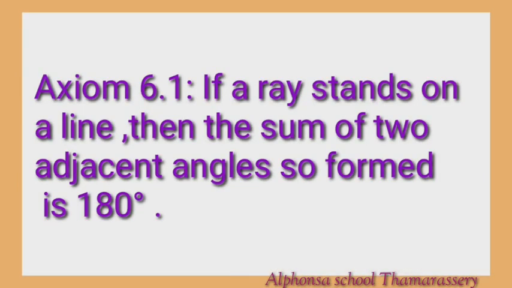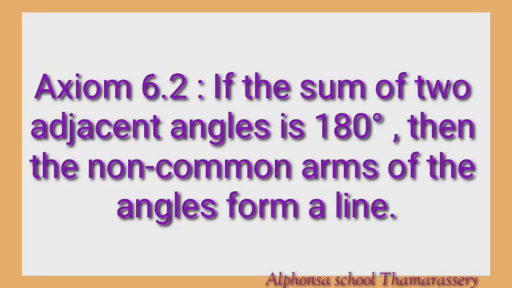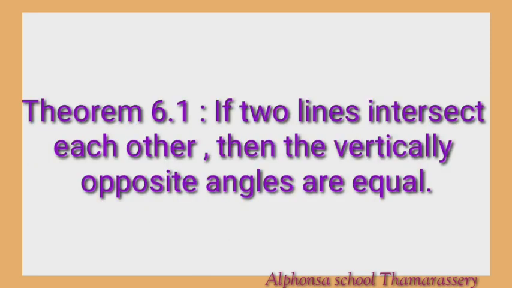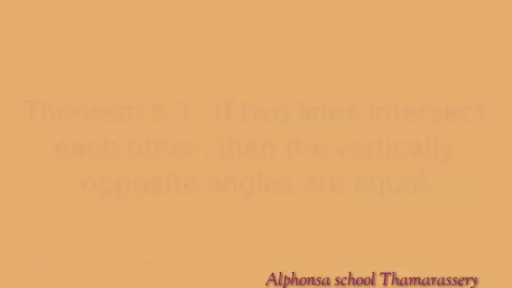Axiom 6.1. If a ray stands on a line, then the sum of the two adjacent angles formed is 180 degrees. Axiom 6.2. If the sum of two adjacent angles is 180 degrees, then the non-common arms of the angles form a line. Theorem 6.1. If two lines intersect each other, then the vertically opposite angles are equal.